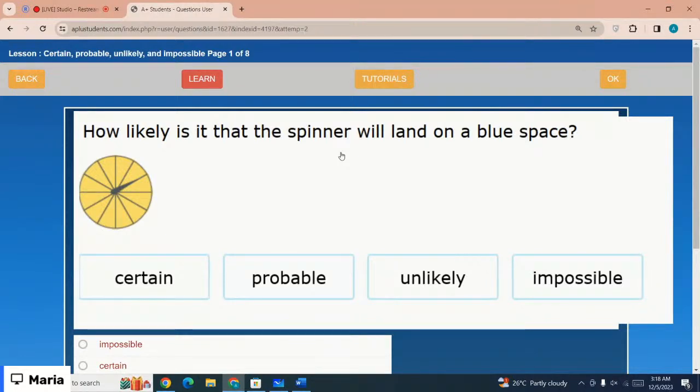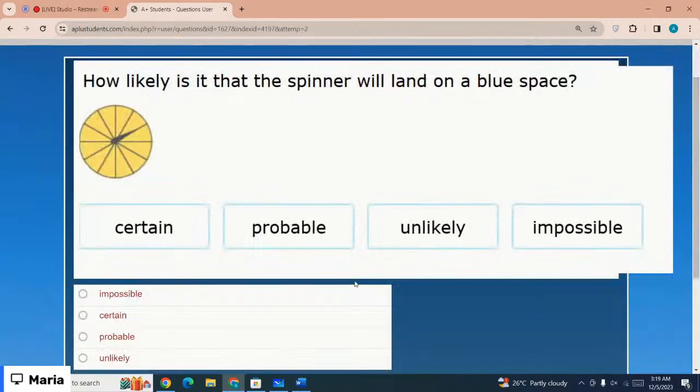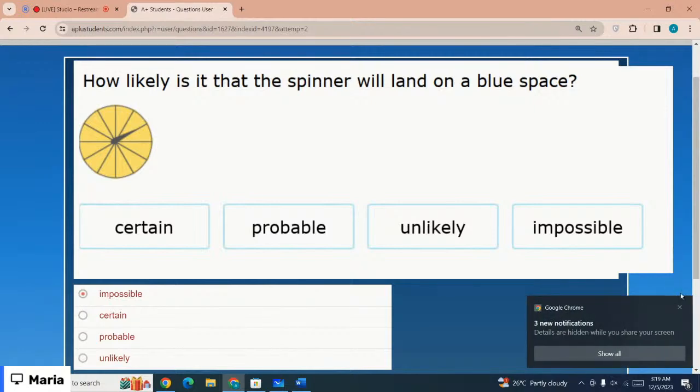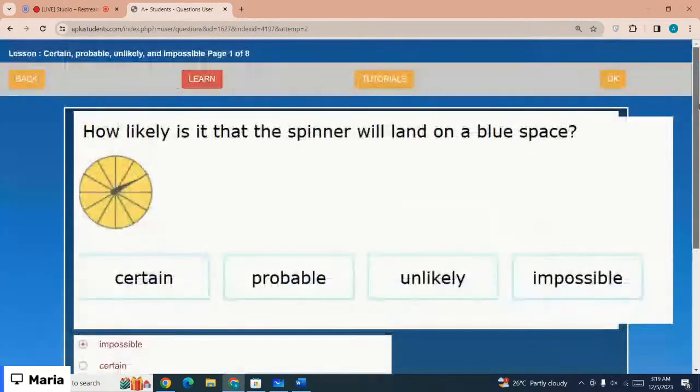You can see the spinner. The spinner has only yellow color, right? No blue spaces you have on the spinner. So that means it is impossible it will land on blue. The correct option is impossible because no portions are blue. So it is impossible it will land on blue. Got it? The correct option is impossible.